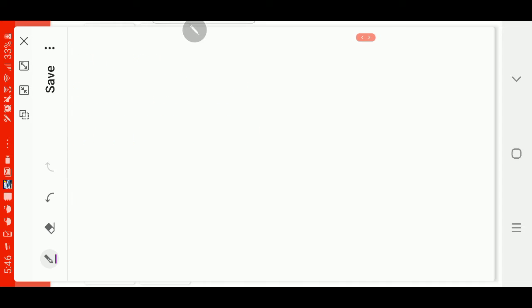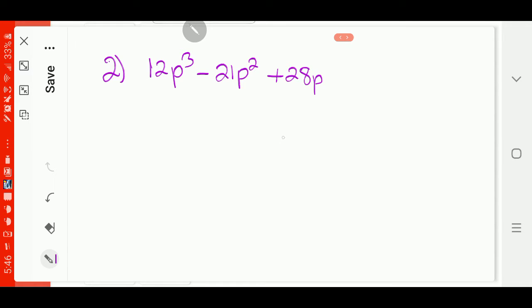So let's go over a second problem. So number 2, we'll do this in purple for fun. So we have 12p cubed minus 21p squared plus 28p minus 49. Okay, so if you think you can do this, try this problem out on your own and see how far you can get. So pause the video now and try.